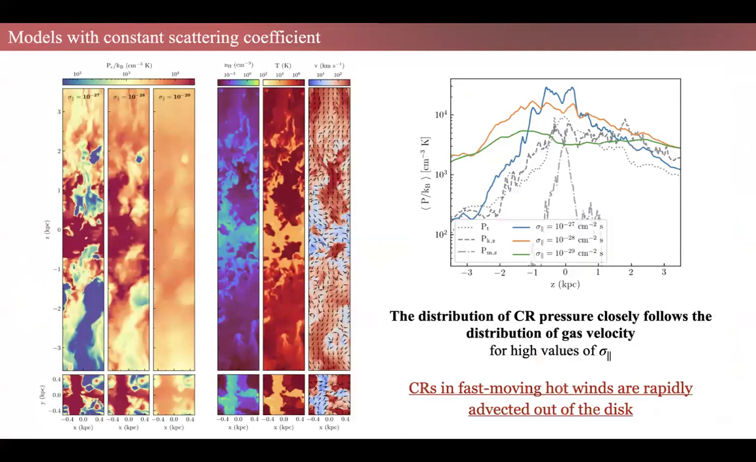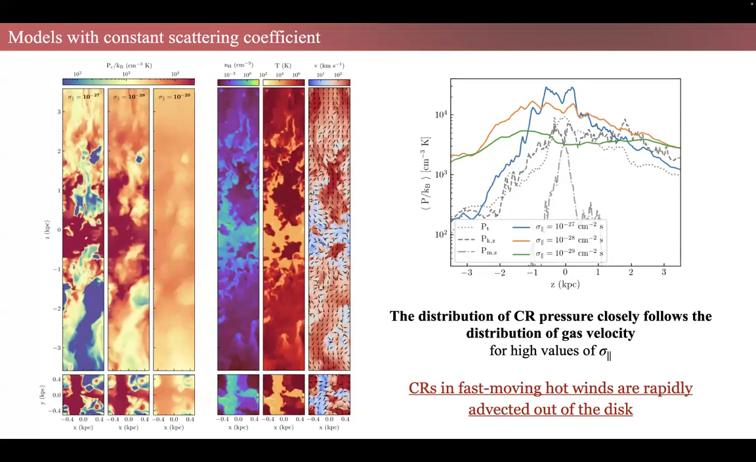Now, before talking about the predictions of my model with a variable scattering coefficient, I would like to show you the predictions of the model with a constant value of the scattering coefficient. Here, the first set of panels shows the distribution of cosmic ray pressure predicted by 3 different models with 3 different values of constant sigma.